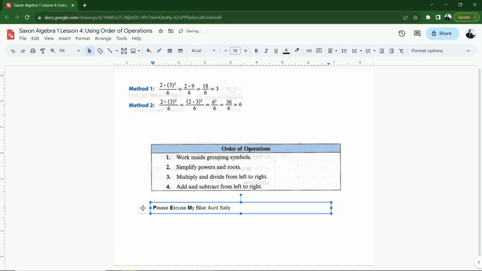Oh no, not my bear. Yeah, that's bad. Okay. Why can't I do this? I'm just trying to make it bold.